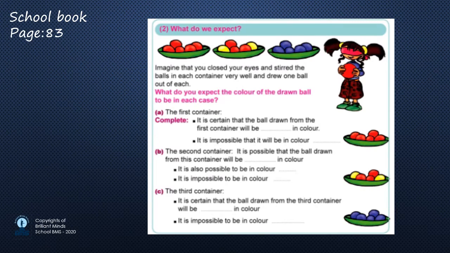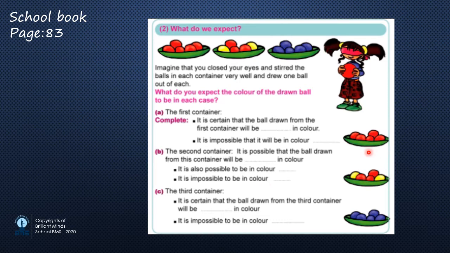Now go to your book, page 83. We're going to answer this question together. Question number 2. We have 3 containers here. In each container, we have colored balls. And we have this girl here. She covered her eyes, she's blindfolded, and she wants to pick one ball from the containers. So, if she goes to the first container, all the balls are red.